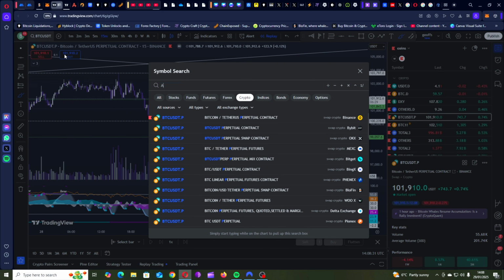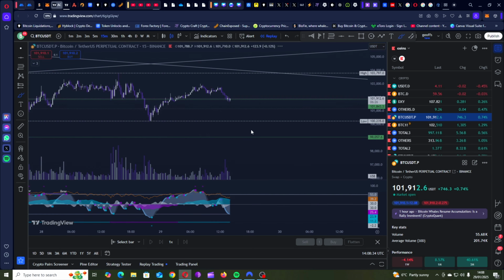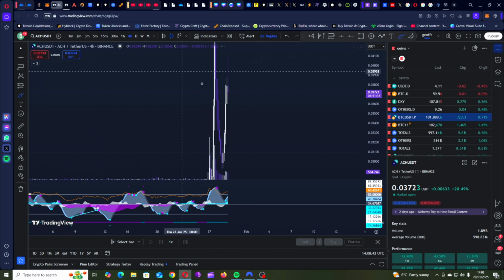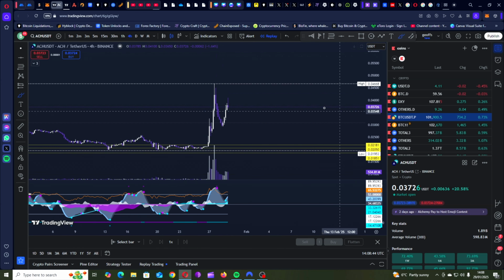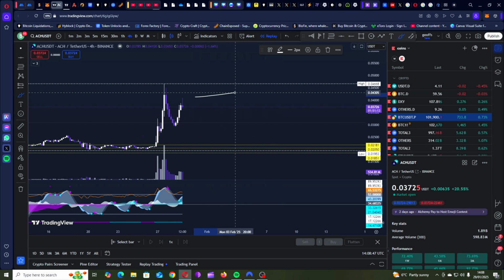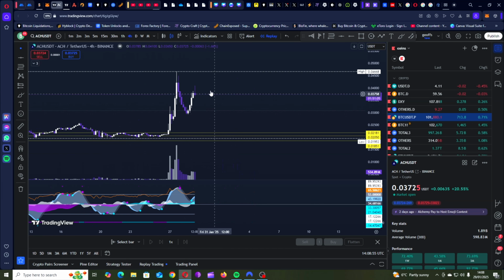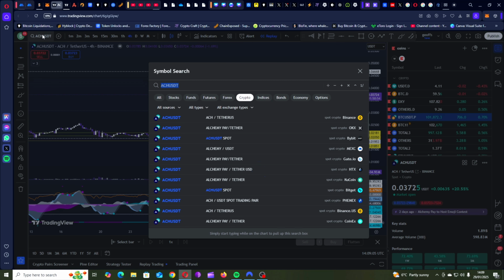Also, I've got another one for us to look at. ACH. What you want to do, in my personal opinion, find a coin that's got really, really good structure. So this coin to me, I think it's ACH. Yeah, it's ACH. This coin to me has got good structure at the minute. That's personally what I think. It's got really good structure. I don't know if I'm on the right one here. 1 second.